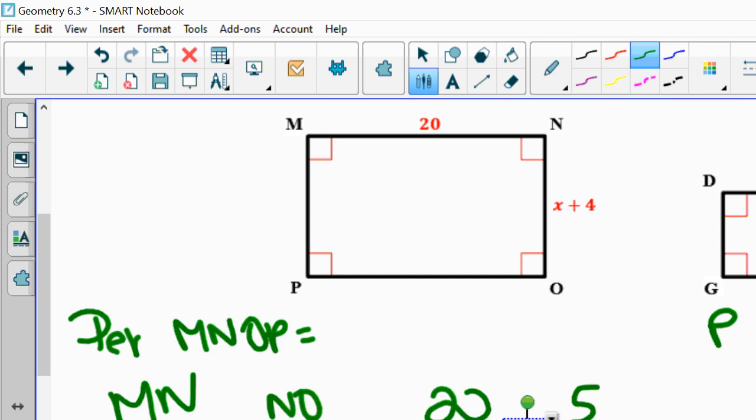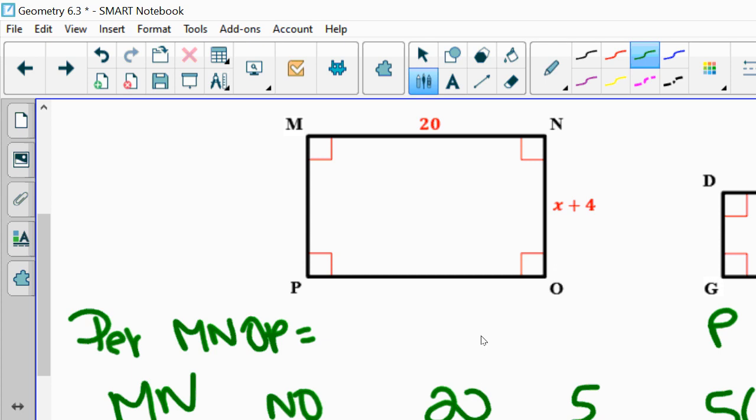Cross multiply, so I get 5 times y minus 3 equals 20 times 3. 5y minus 15 equals 60. Add 15 to both sides, so I get 5y equals 75. Divide, y equals 15.